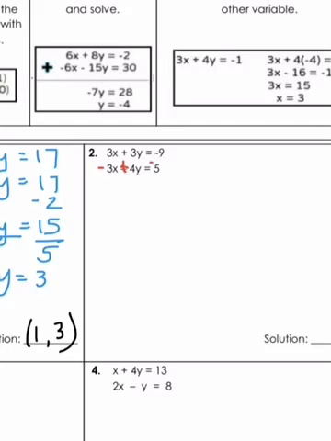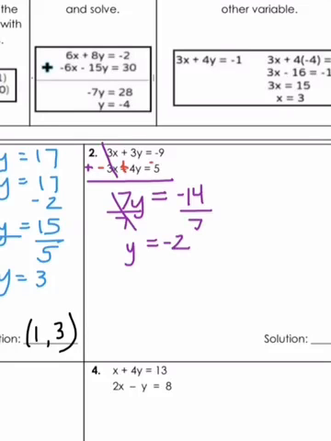All right, and then, just as in the first one, we're going to add down. So 3x combined with negative 3x is going to cancel. 3y and 4y is 7y. And negative 5 and negative 9 is going to be negative 14. Divide both sides by 7.